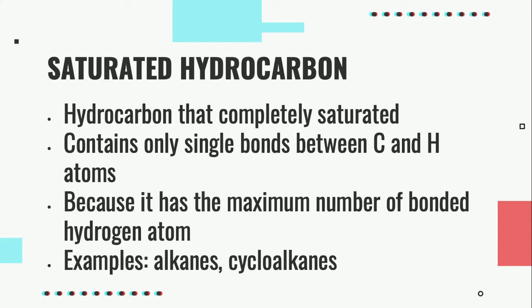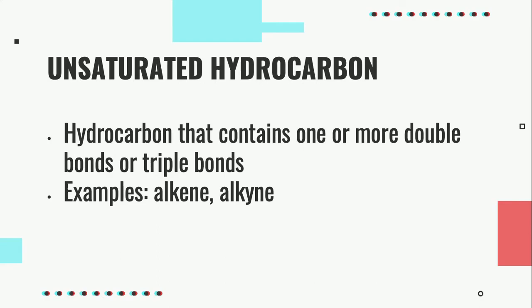Saturated hydrocarbon is hydrocarbon that is completely saturated. It contains only single bonds between carbon and hydrogen atoms because it has the maximum number of bonded hydrogen atoms. The examples of saturated hydrocarbons are alkanes and cycloalkanes. Unsaturated hydrocarbon is a hydrocarbon that contains one or more double bonds or triple bonds. The examples of unsaturated hydrocarbon are alkene and alkyne.